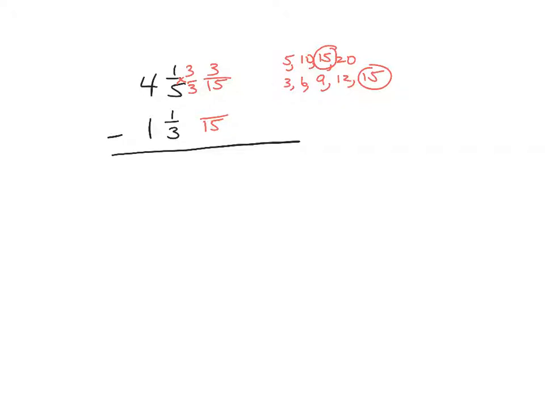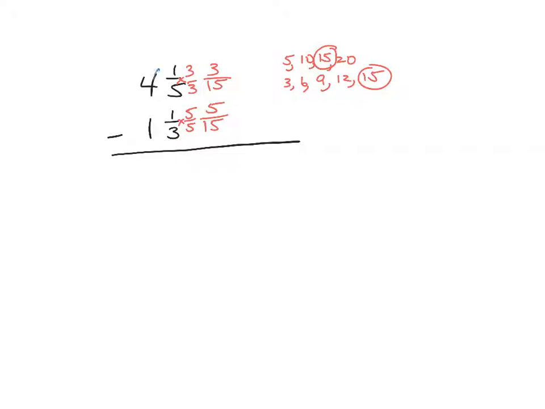In order to change 1/3 into 15ths, I need to multiply by 5 over 5, and I get 5/15. So now I want to work on subtracting my fractions. I have 3/15 minus 5/15, but I can't subtract 3 minus 5. So now I need to go through that same regrouping process that we talked about before.